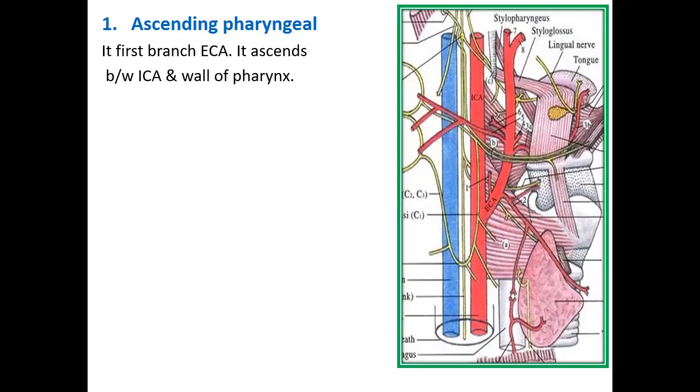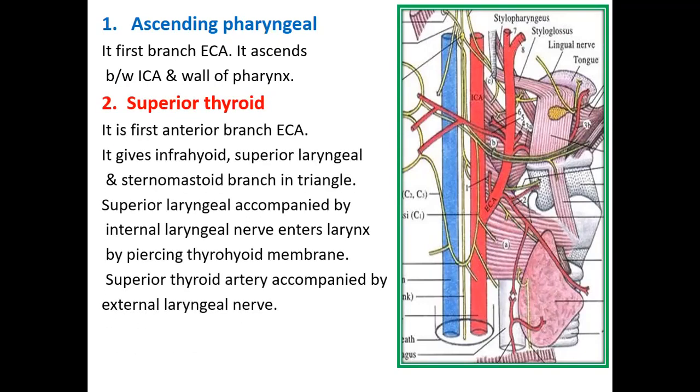The second branch is the superior thyroid artery. This one is the superior thyroid artery. It is the branch of the external carotid artery that arises from the anterior aspect. It gives the infrahyoid muscle branch, the superior laryngeal branch and a sternocleidomastoid branch. The superior laryngeal branch is accompanied by the internal laryngeal nerve, and it pierces the thyrohyoid membrane and enters the larynx. The superior thyroid artery is also accompanied by one nerve called the external laryngeal nerve. This one is the external laryngeal nerve.